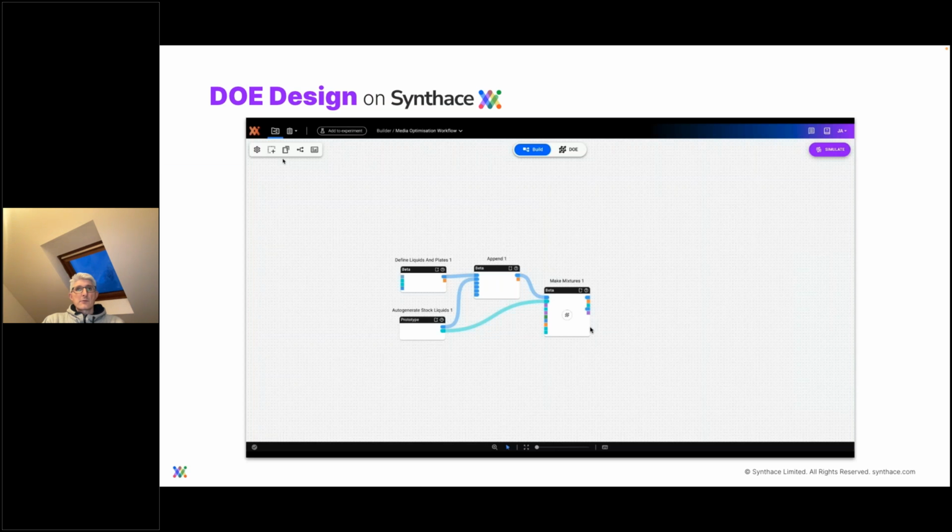So in Synthace, when we're designing a new workflow, then essentially what we do is we string together these unit operations, these actions that we call elements. A lot of these elements just refer to particular actions that you might do in the lab, say mixing together some liquids. So in this case, we've got some liquids that have been defined by the user, the various different liquids that pertain to their experimental design. And we're then making mixtures of those liquids.